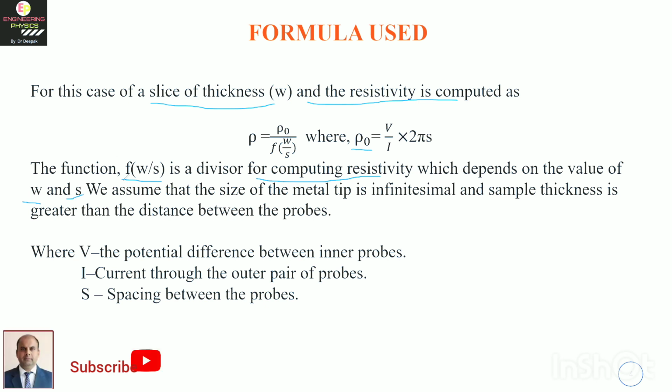We can get the value of F(W/S) from the table. We assume that the size of the metal tip is infinitesimally small and the sample thickness is greater than the distance between the probes, where V is the potential difference between the inner probes, I is the current through the outer pair of probes, and S is the spacing distance between the probes.